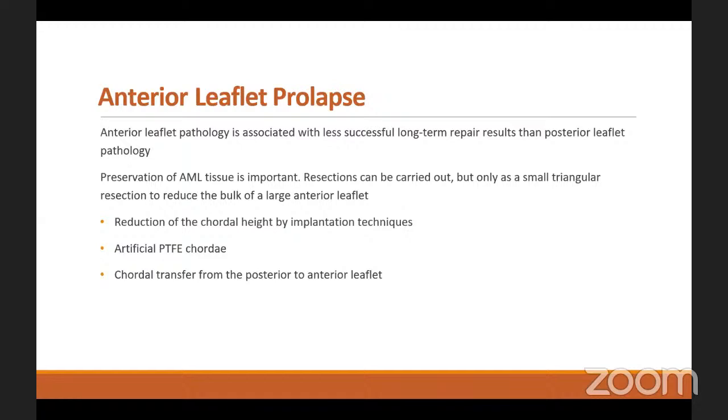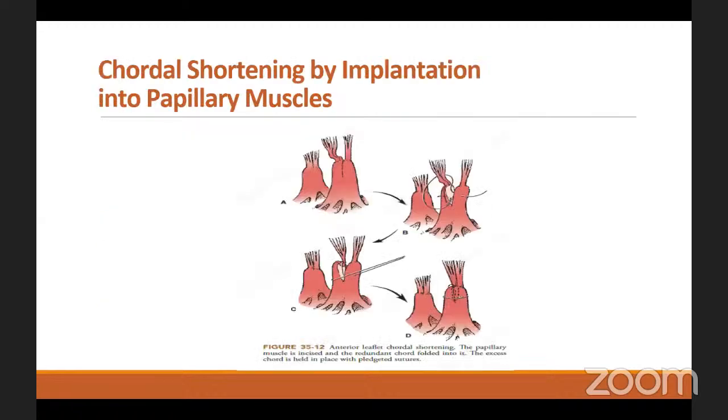No one is using this technique now. And the HCS technique is very successful when you have a high probability of SAM. So, chordae shortening by implantation into the papillary muscle: the papillary muscle is incised, and the redundant tissue of the chordae is folded into it, and then just running sutures to close the papillary muscle.